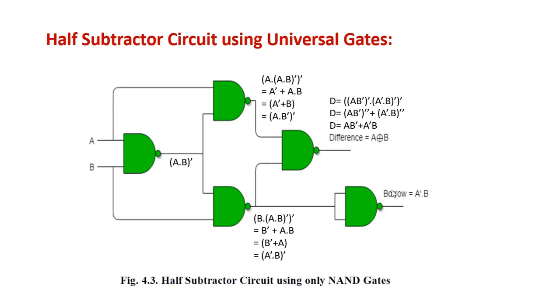Now we know that NAND and NOR are universal gates, and we can make any logic using these gates. So firstly we will go for NAND gates: the half subtractor circuit using only NAND gates. Using these four gates we can form the XOR gate using only NAND gates.